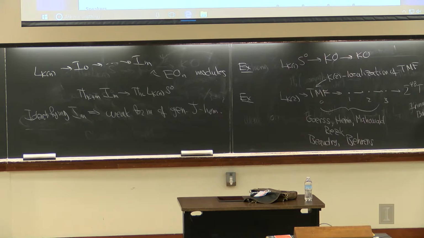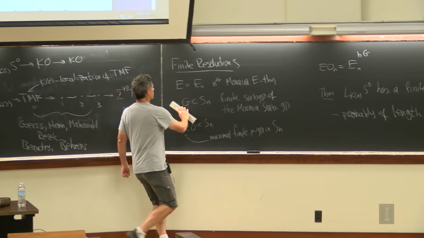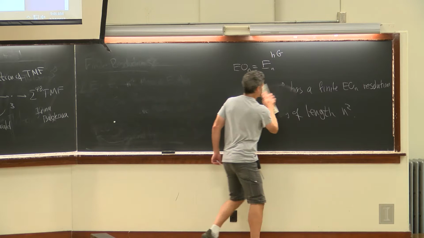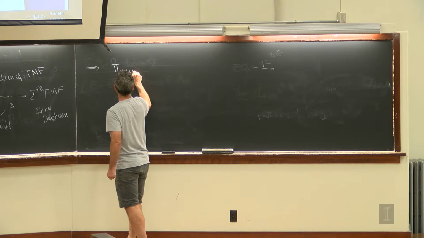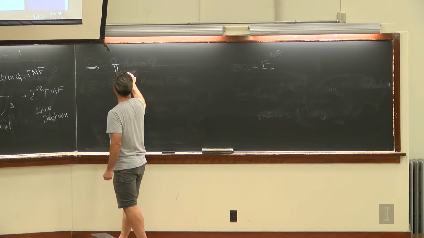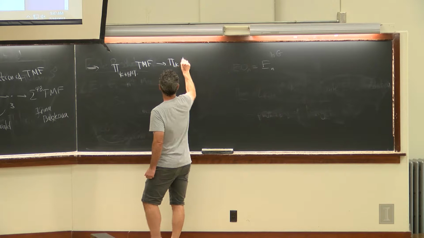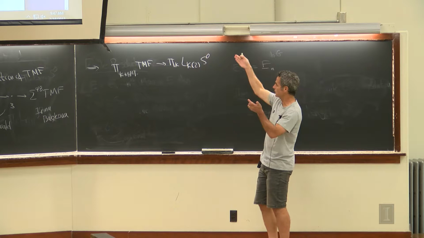Okay, and that's a recent result of Irina Bobkova. So in the case n equals 2, we have an interesting map, so this implies an interesting map from pi_{k+44} of TMF into pi_k of the K_2 local sphere, generalizing the weak form of the J homomorphism to the next chromatic degree.